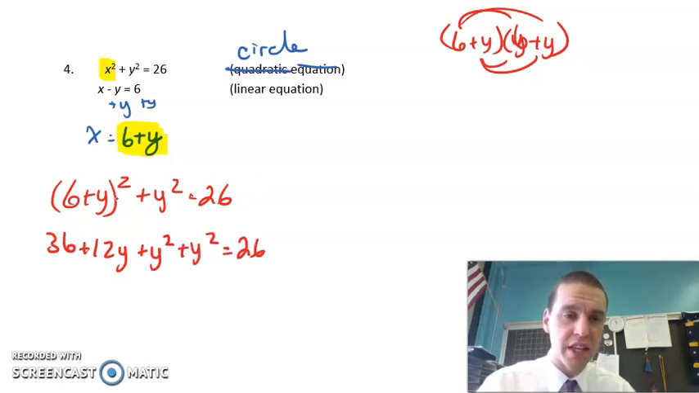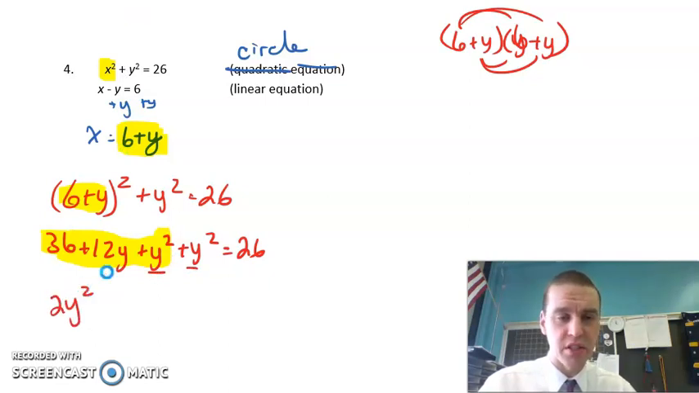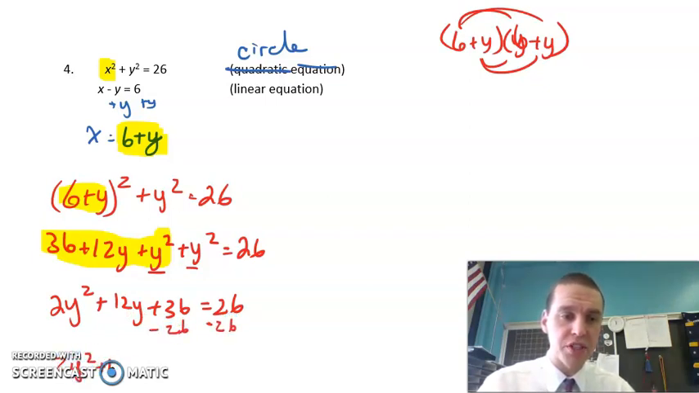I'm going to combine like terms, the y squared and y squared. I'm going to write that first because that's how we usually write it. Plus 12y plus 36 equals 26. Well, when I see a y squared and a y, it's just like x squared, except we have to keep them in terms of y. I want to get it equal to 0. I'm going to subtract 26. I get 2y squared plus 12y plus 10 equals 0.